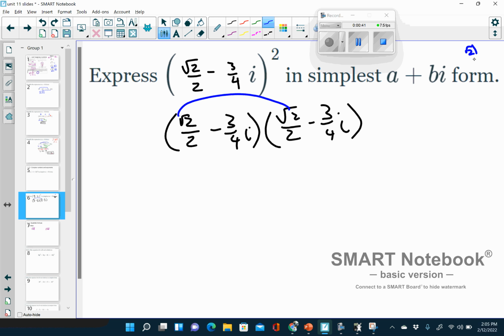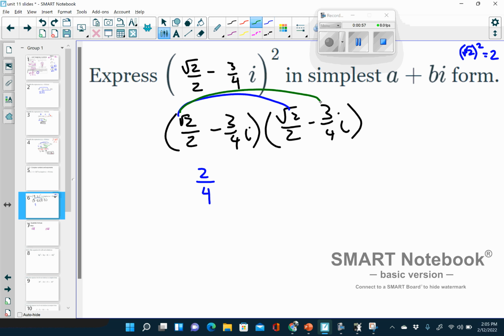Square root of 2 times square root of 2 is the same thing as the square root of 2 squared. The radical and the square cancel each other out, so you're just left with 2. So that's going to be 2 over 2 times 2 gives you 4. Okay. I'm going to go ahead and do the next one over here.